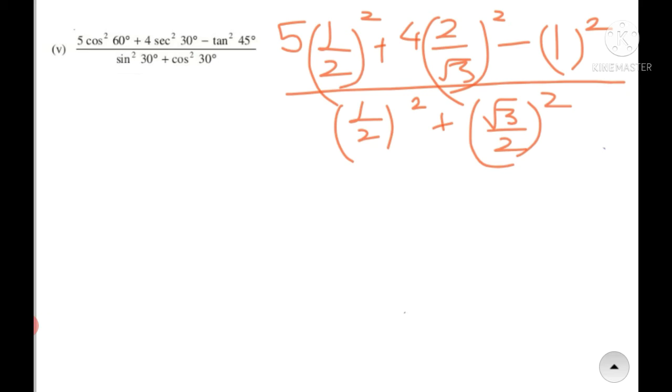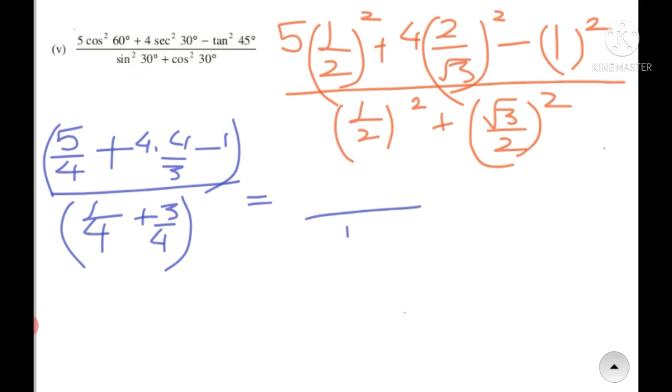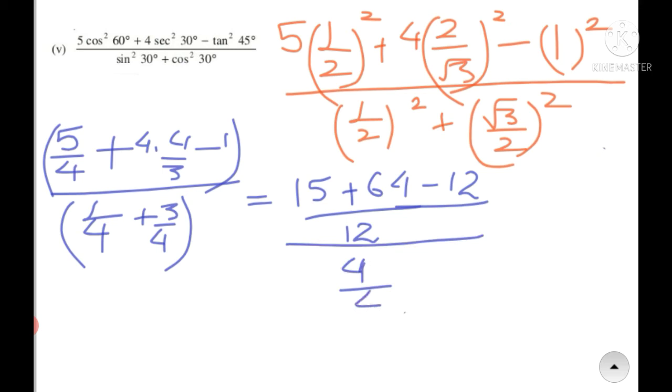Now let us try to simplify them. I get 5 by 4 plus 4 into 4 by 3 minus 1 upon 1 by 4 plus 3 by 4. Must give them a separate bracket. Now let us take LCM. In the numerator, LCM will be 12. I am left with 4 3s are 12 and 3 5s are 15. Plus 16 into 4, that is 64, minus 12. And in the denominator, I have 4 by 4. Again, I give them a separate bracket.